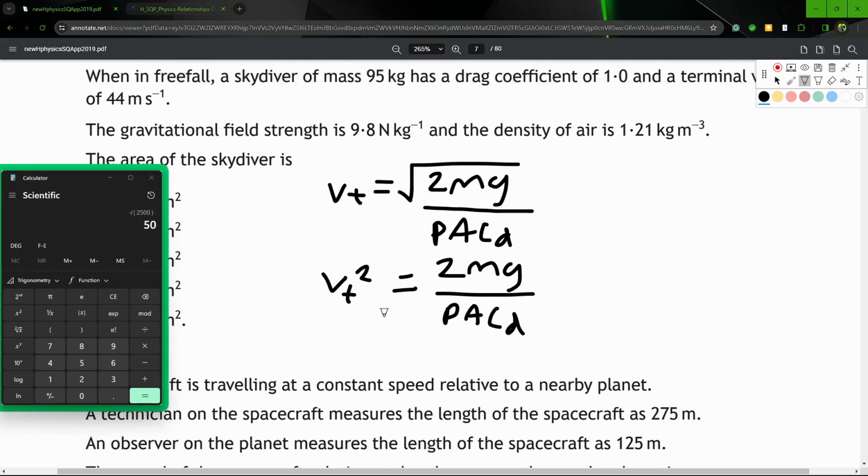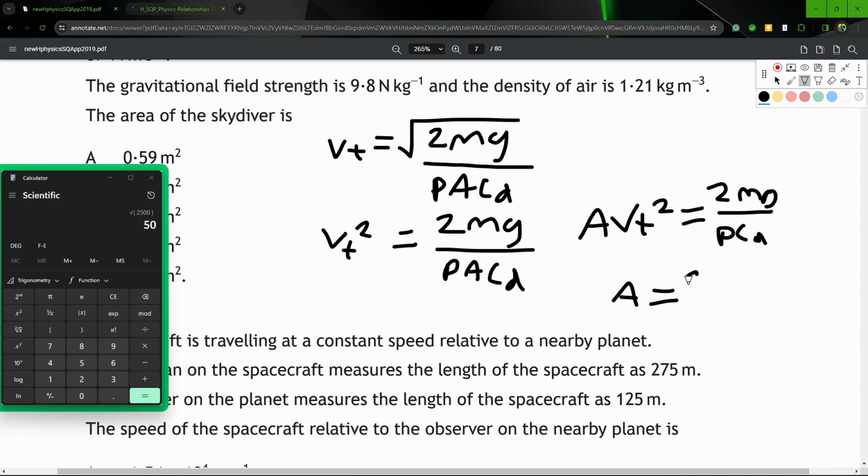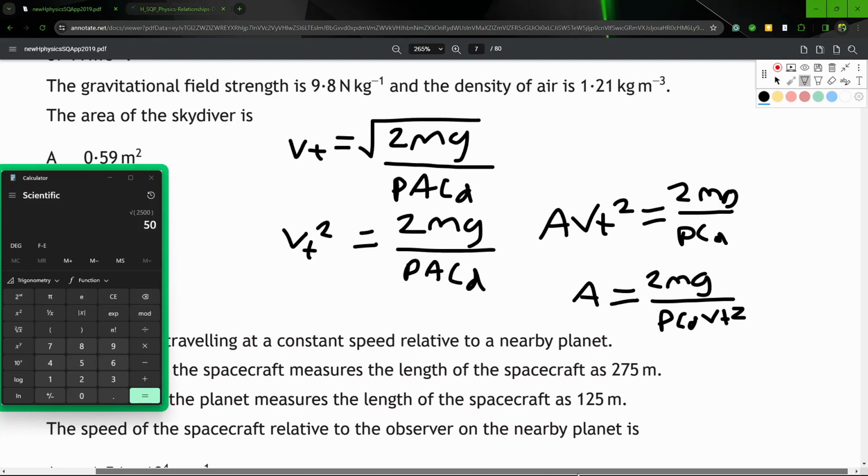Okay, so then we want to get A. I'm going to times both sides by A, because remember, this is getting divided by A, so we times it by A to undo it. So we get A Vt squared equals 2mg over pCD. And then all we need to do is divide both sides by Vt squared, and we'll have an equation for A.